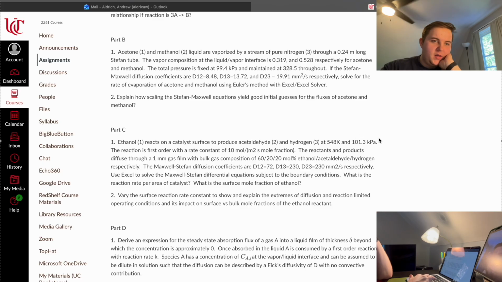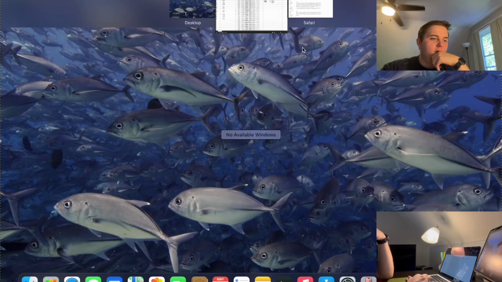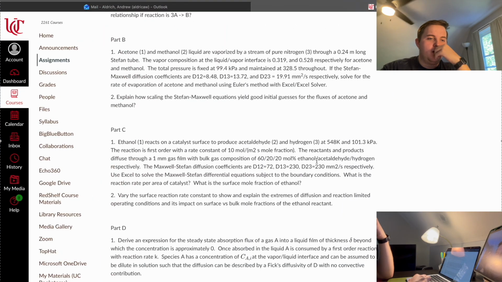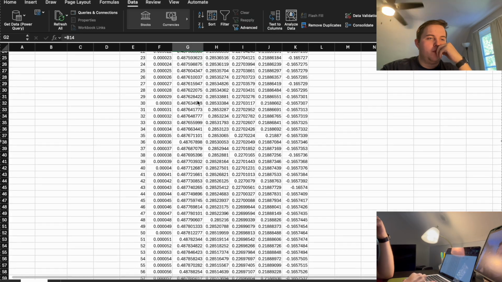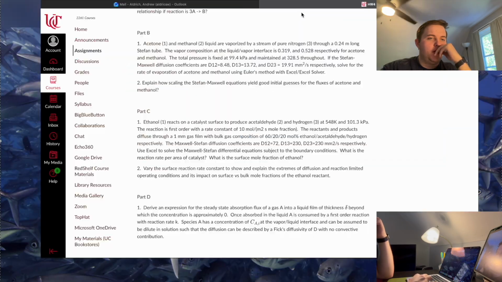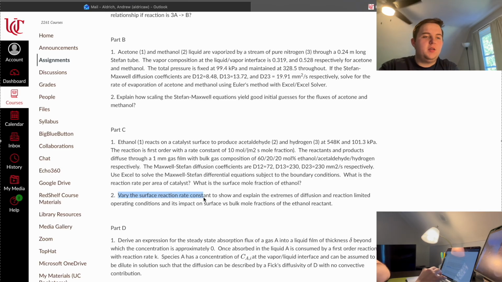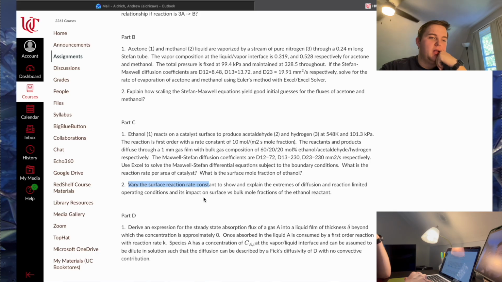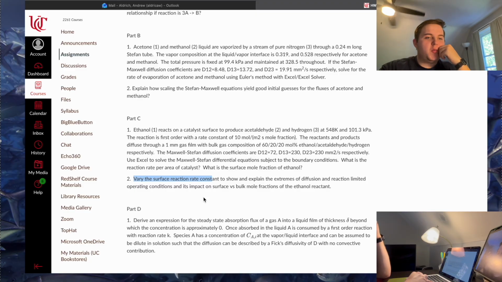For our part C, what is the reaction rate per area of catalyst? Here we go. What is the surface mole fraction of ethanol? There we go. So now we just need to vary the surface reaction rate constant to show and explain the extremes of diffusion and reaction limited operating conditions and its impact on surface versus bulk mole fractions of ethanol.